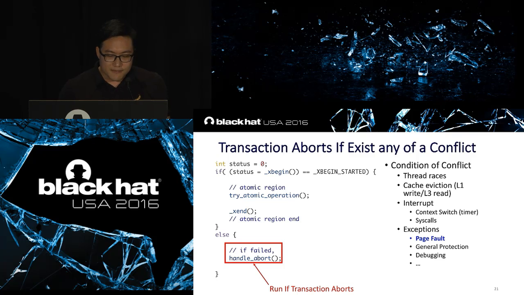And there are several reasons that TSX can fail. Of course, the definite reason is that if there's a thread race, it will fail. In addition to that, if there's a cache eviction or interrupt, it will fail. And more importantly, it will fail if a page fault happens. And we are very interested in page faults because in the timing side channel attack, that is what we are looking for.